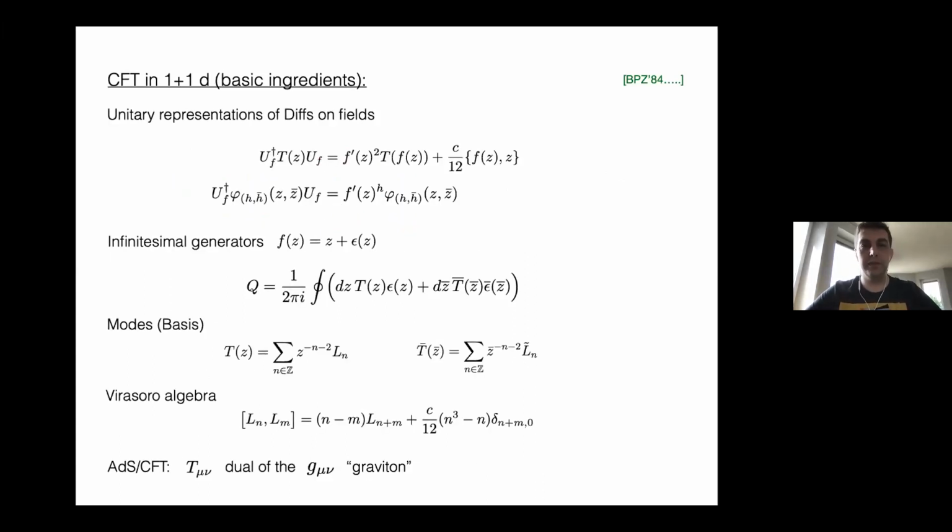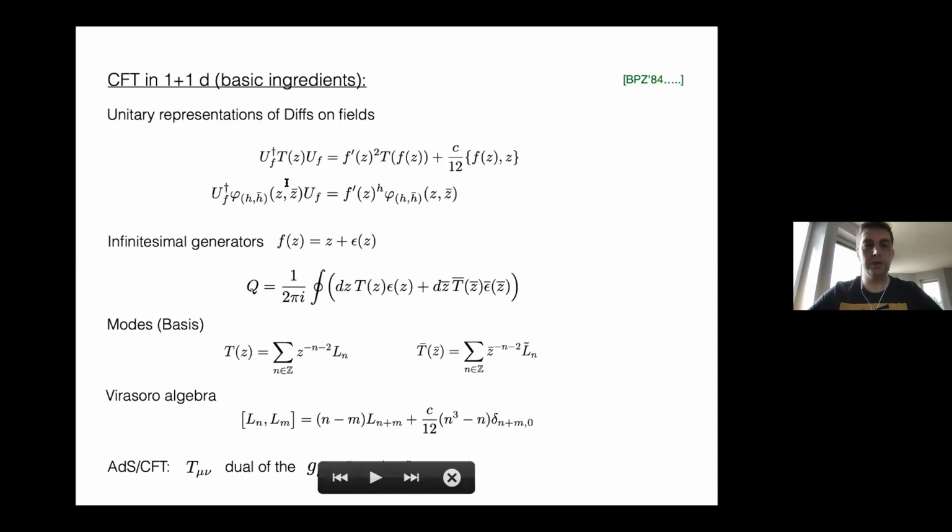And the other thing I'll need about conformal field theories, now specifying to 1+1 dimensions, is that this group of diffeomorphisms is unitarily represented on fields of the conformal field theory. And the stress tensor, under the action of these unitaries, transforms in the usual way. So it's multiplied by the derivative of the diffeomorphism squared, plus the Schwarzian derivative. This curly bracket denotes the Schwarzian derivative, and it's proportional to the very important number in CFT, namely the central charge, which measures the effective number of degrees of freedom.